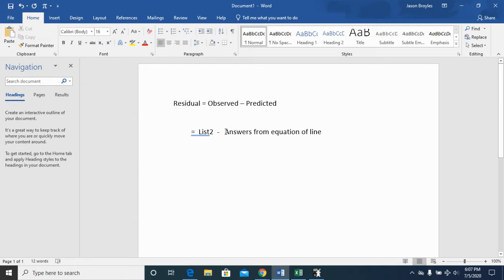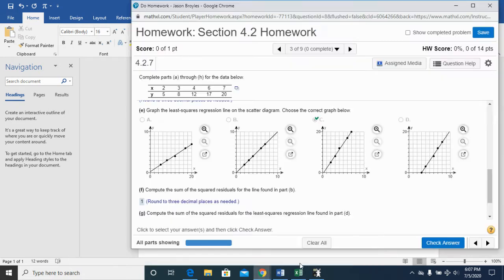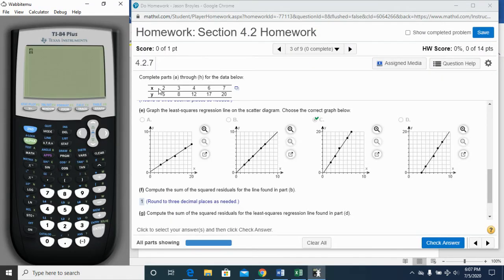Predicted is the answers that you would get when you plug the x values into the line that you're dealing with. Okay, so list 2 minus the answers from the equation of the line. So let me show you that back here on the homework. So I'm going to take these list 2 values here. Those are the observed. And then the predicted are the numbers that I would get when I take each of these x values and plug them into the equation.